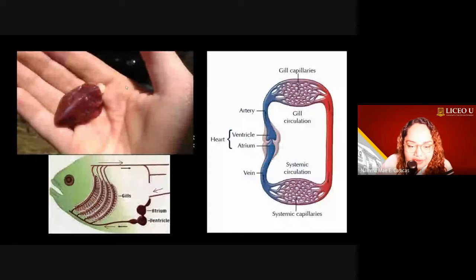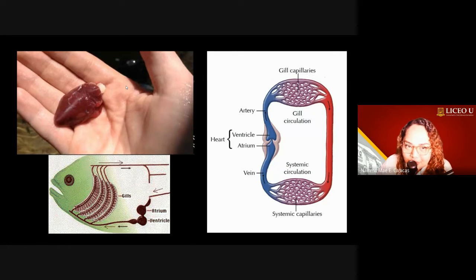So here it is. Your fish heart has two chambers lang, and then dili siya complex, not like us, tungod sa upat ka chambers, efficiently oxygenated jud ang ato blood. Whereas sa isda, not so much.